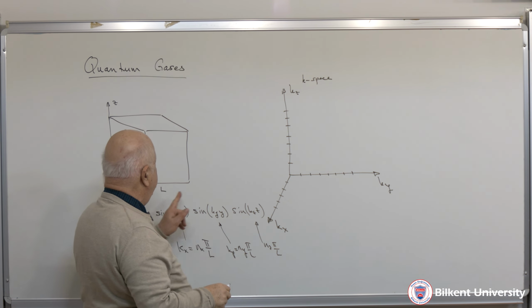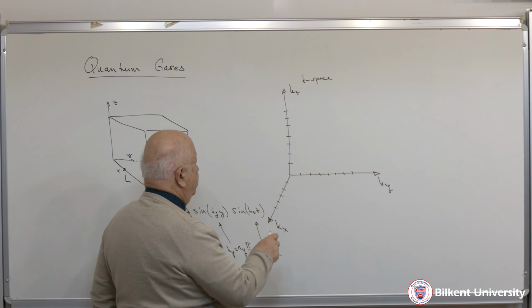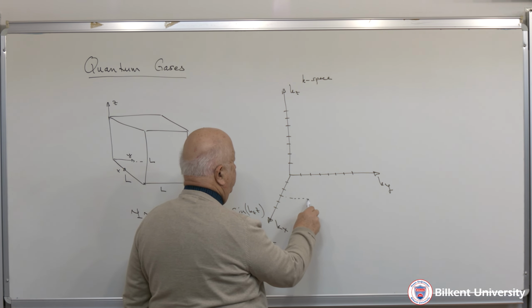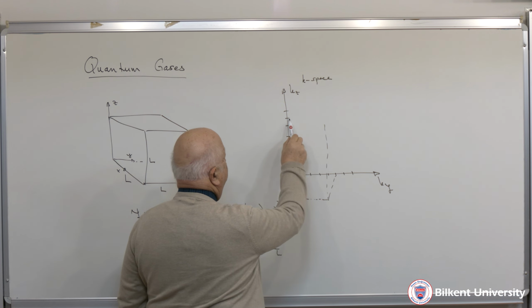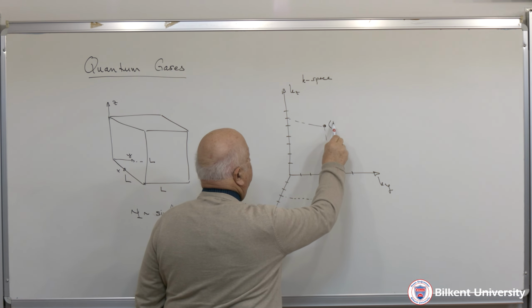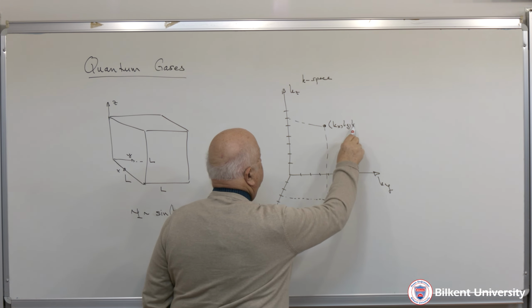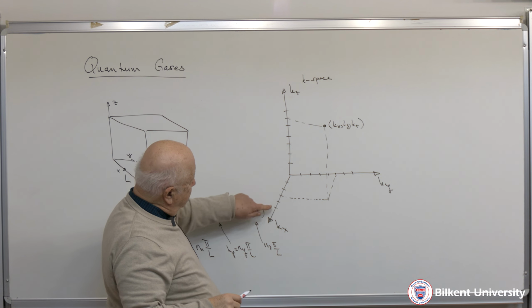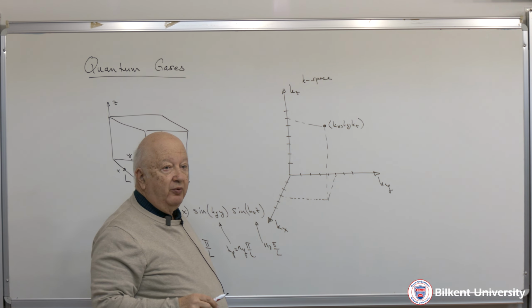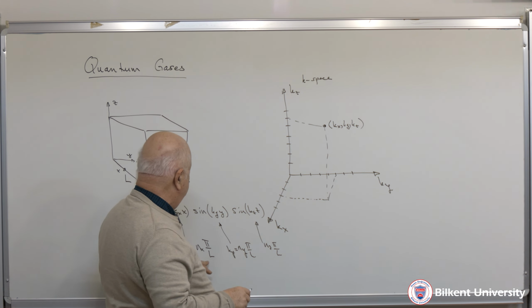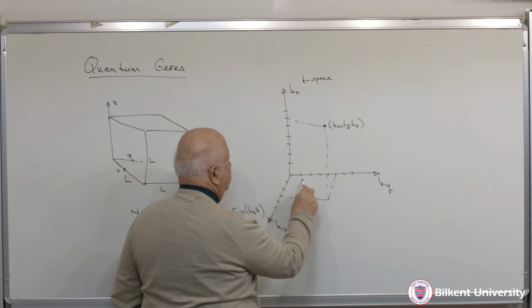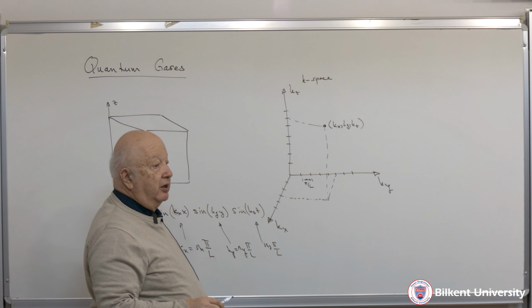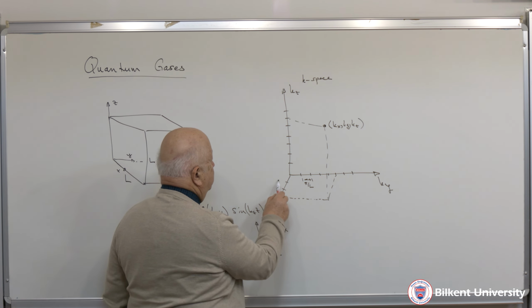So any state in the box can be represented by some kx, some ky, and then I go up to a certain value of kz, right? So this point here is going to be kx, ky, kz, and the possible values that this kx, ky, and kz can take are discretized in pieces of pi over L. So the distance between these mesh points, the available k points, are given in multiples of pi over L.